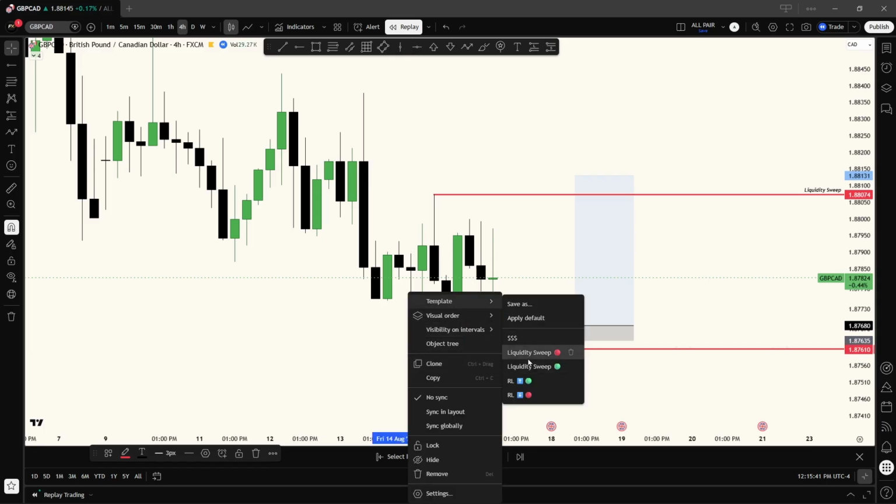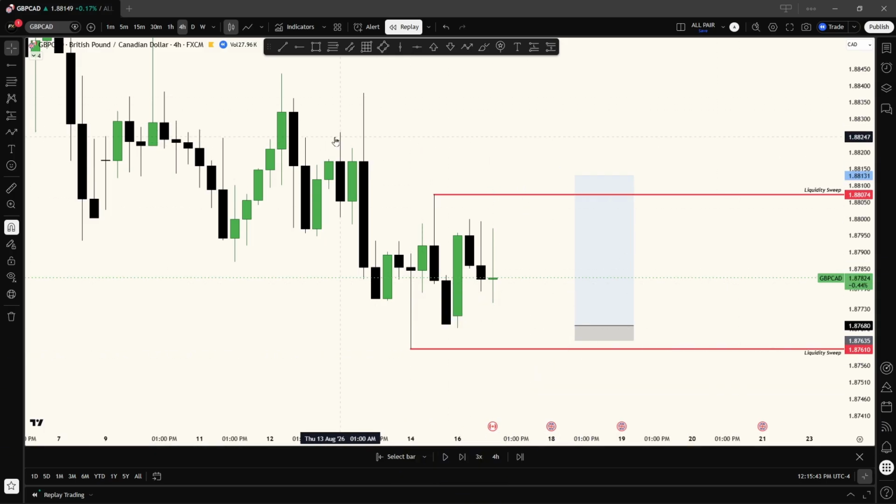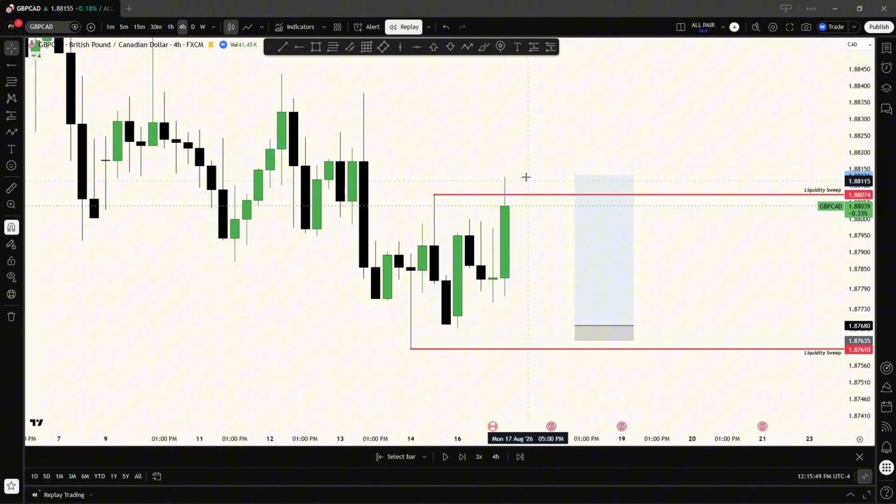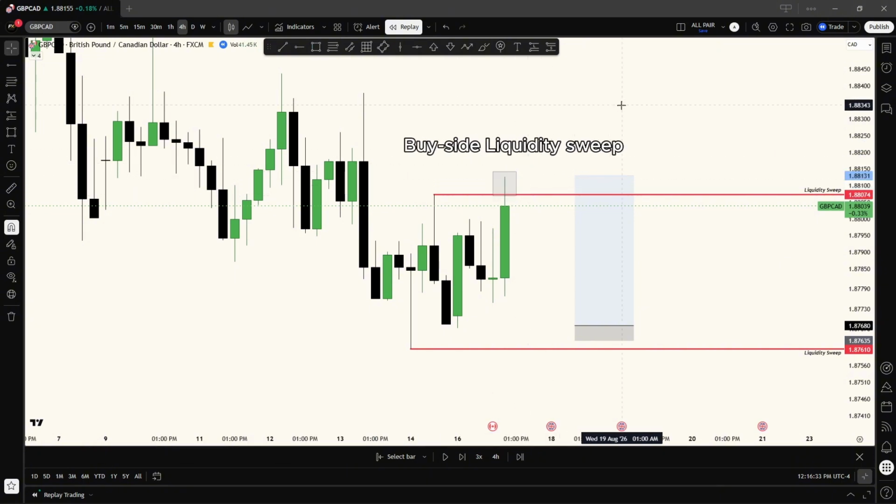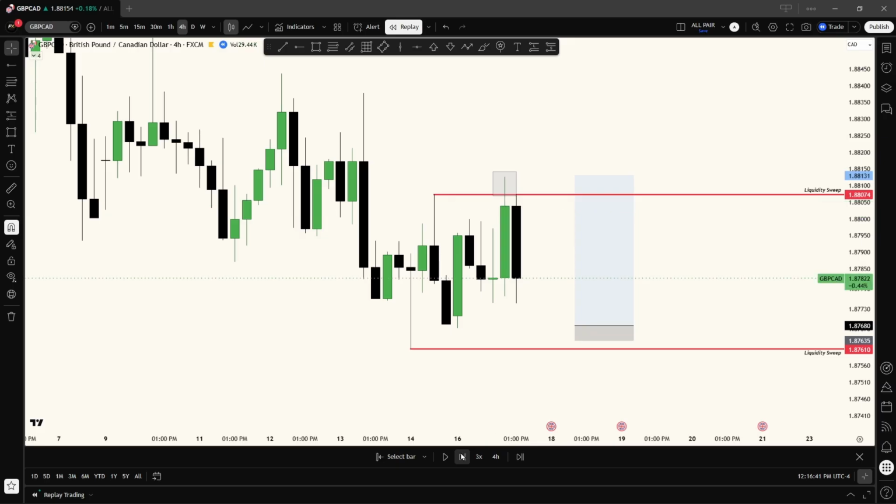Okay, so I've already marked these swing highs and lows with these horizontal lines. Think of these as the hot zones where liquidity is sitting. So, the first thing we'd see here is that price pushed to the upside and swept the buy-side liquidity sitting above the range. But instead of continuing higher, price came straight back inside the trading range. So now I will forward the price again and see which way the price moves now.